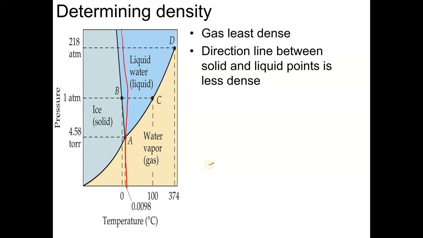Now, compare that to this, where we have, say, that's your vertical line. See how here it's pointing more toward, this is solid, liquid, and gas. You see how this line here is pointing more toward the liquid? That's going to mean the liquid is less dense. So you can tell the density based on which way the line between the solid and the liquid points. If it points to the left, the solid is less dense. If it points to the right, the liquid is less dense.